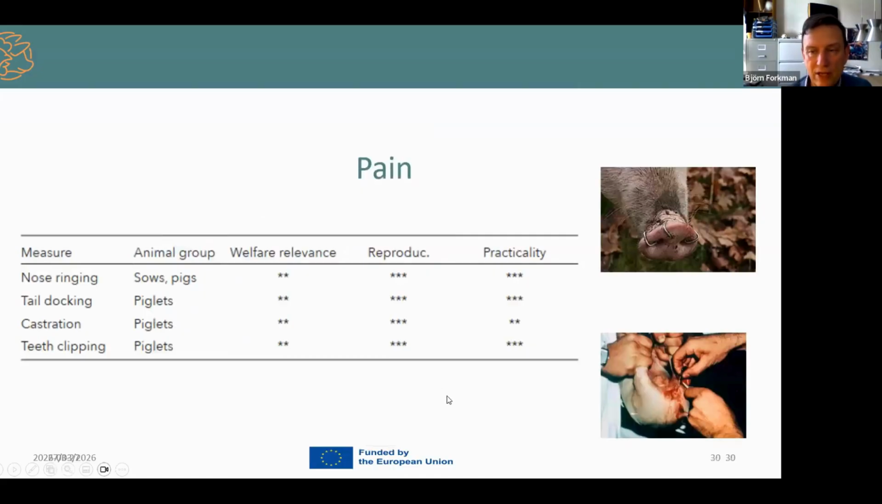So obviously, there are a number of things that we do with our animals that cause pain. Nose ringing in sows, for example, so they don't tear up the grass if we keep them outdoors. Tail docking, very frequent to prevent castration. Tail docking to prevent tail biting in pigs. And tooth clipping or grinding in piglets as well.